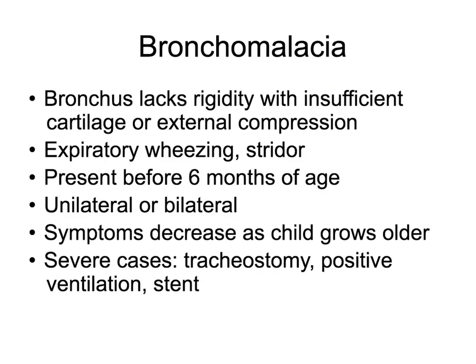In bronchomalacia, the bronchus lacks rigidity. There's usually insufficient cartilage or there's external compression. You hear expiratory wheezing and stridor. It usually presents before 6 months of age and can be unilateral or bilateral. Symptoms decrease as the child grows older. In severe cases, a tracheostomy or positive ventilation or a stent might be required.